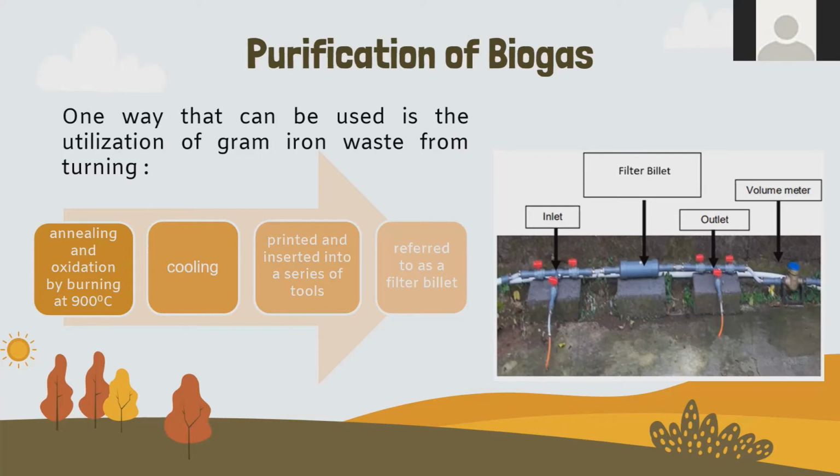To avoid this, it is necessary to purify biogas. One way that can be used is the utilization of iron waste from turning. The steps taken are the annealing and oxidation process by burning at a temperature of 900 degrees Celsius and allowing it to cool. The iron is then printed and inserted into a series of tools, which is referred to as a filter billet.